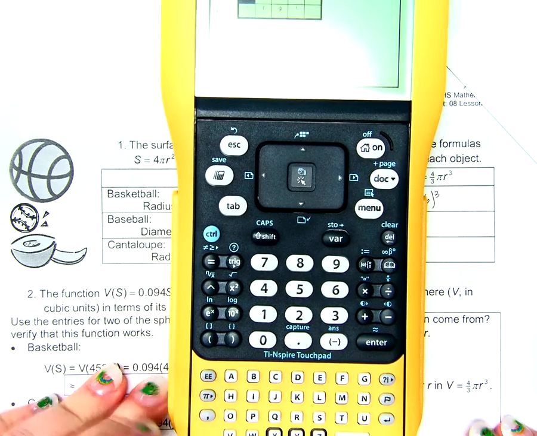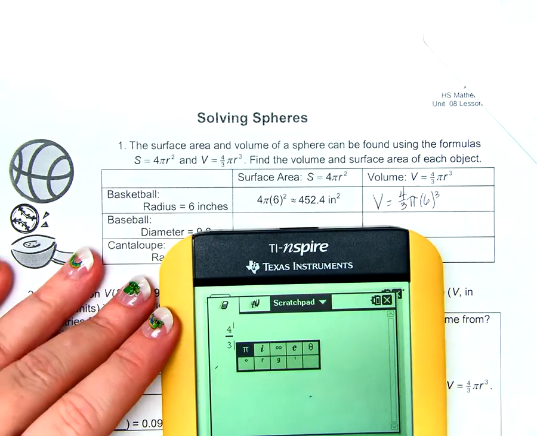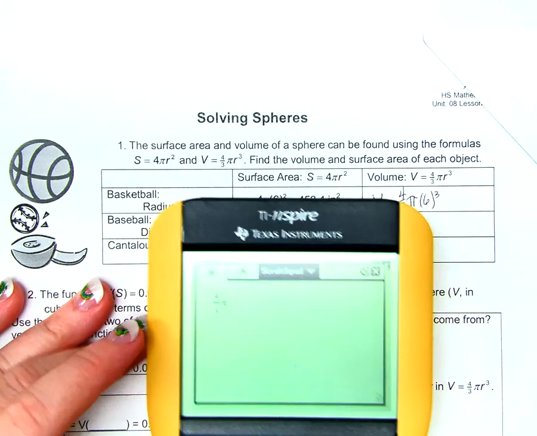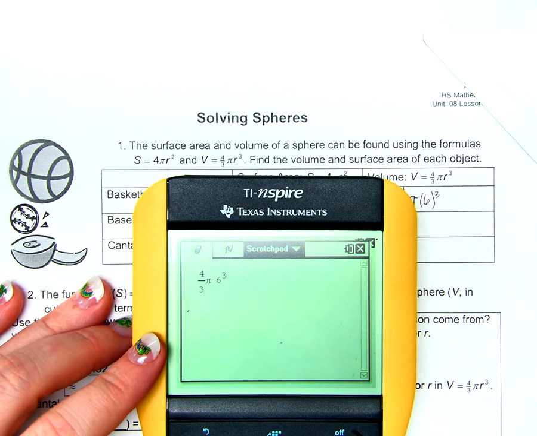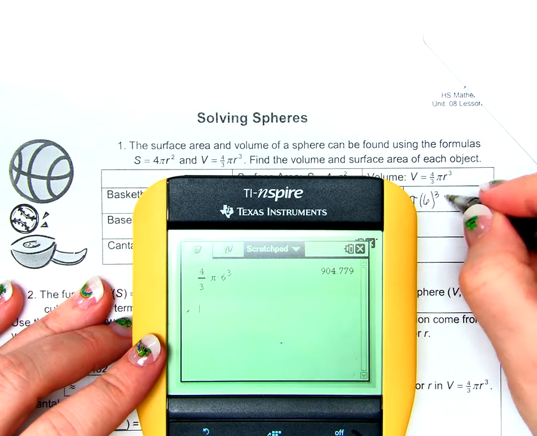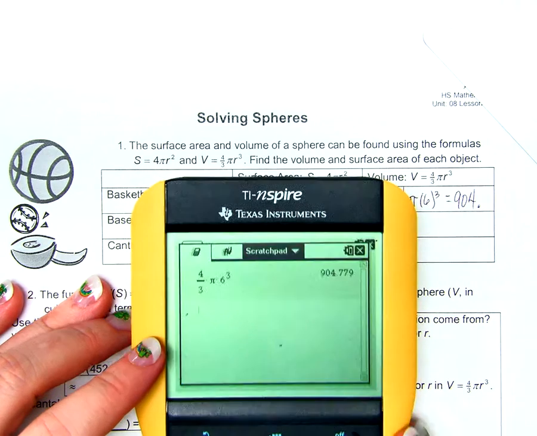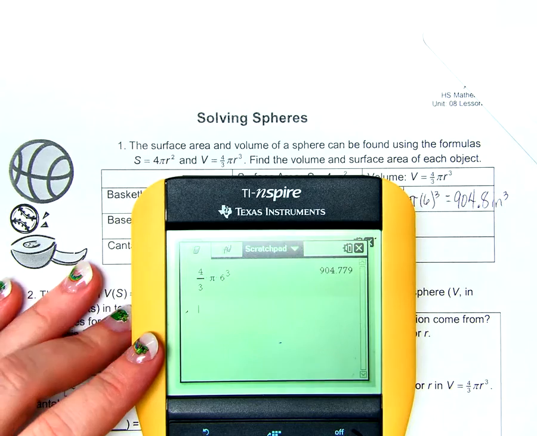Pi. Okay, and it gives you some choices. We just want pi, the first one, so we can enter. And then we have times 6 cubed, or 6 raised to the 3rd power. Okay? Does everybody understand? So that is 904.8 or so inches cubed.